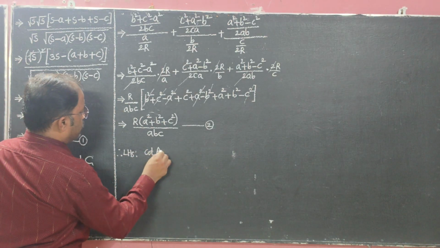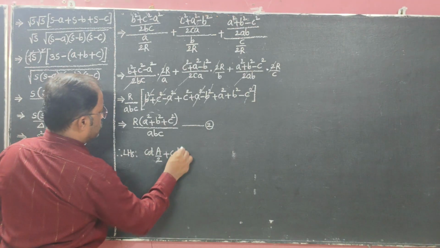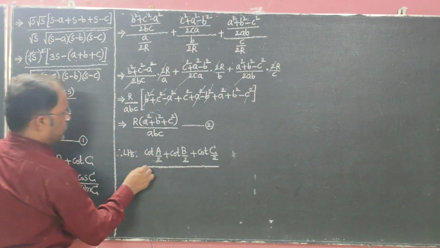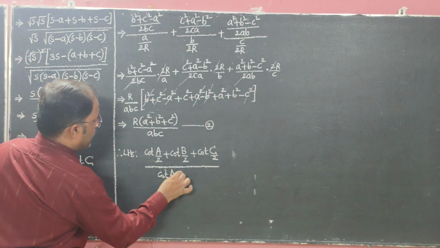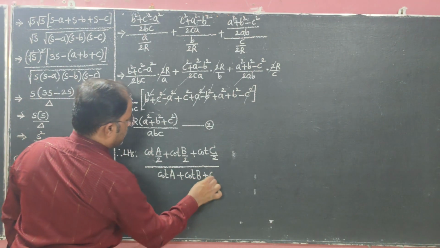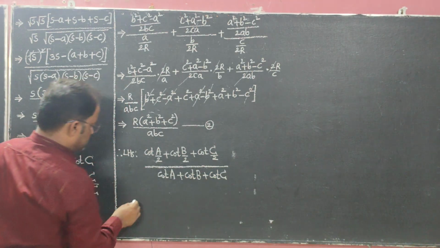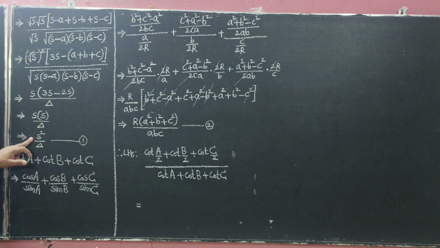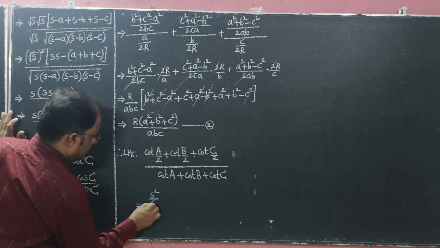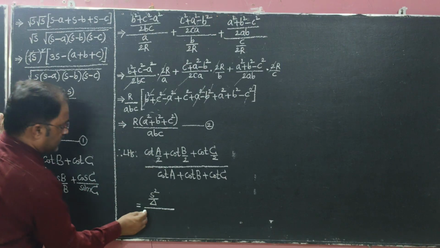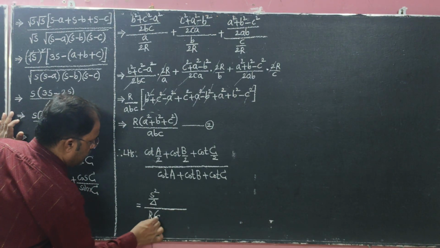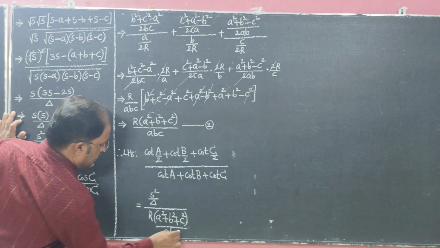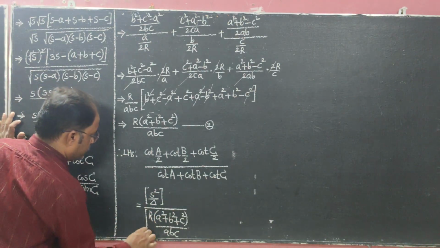Write the question as it is, and call it the LHS: cot A by 2 plus cot B by 2 plus cot C by 2 by cot A plus cot B plus cot C. Now substitute the numerator answer and the denominator answer. The numerator answer is S square by delta. The denominator answer is r into a square plus b square plus c square by abc. Substitution completed.